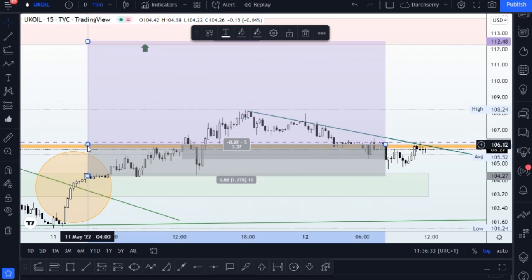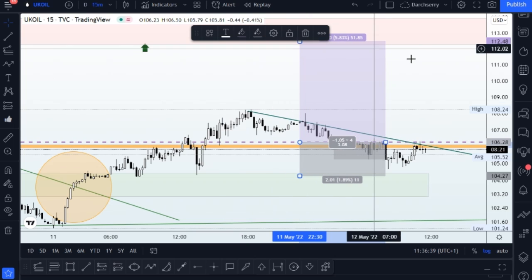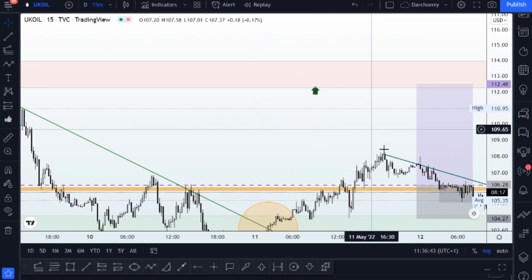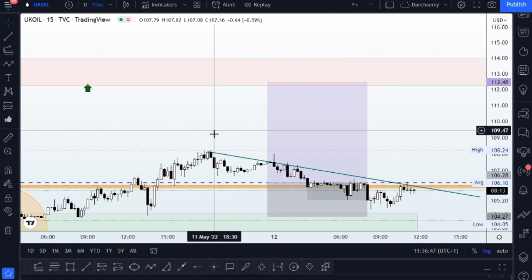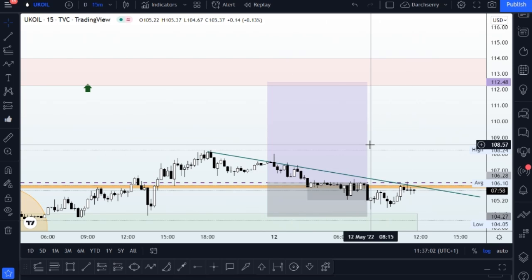So we have our stop loss around here, and our take profit still remains right at that supply zone we identified yesterday at around the 112.5 area. So this is what we'll be looking at for today, and let's see how price is going to react. So that is that on the UK oil.